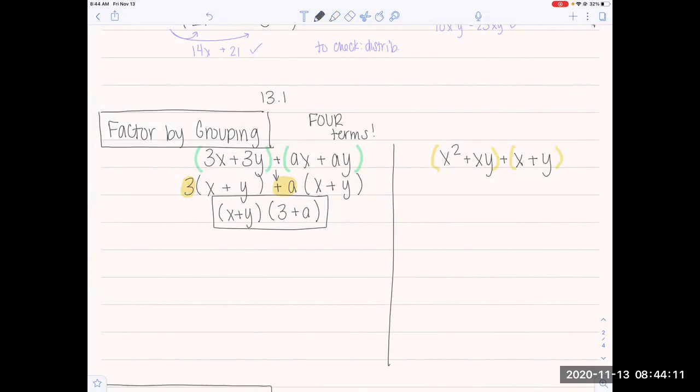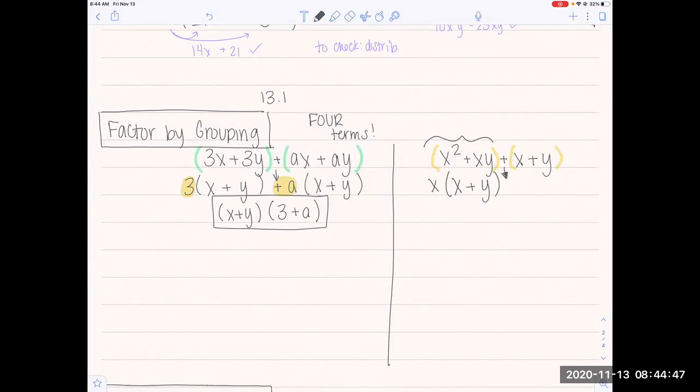Now in the first set, x squared plus xy, I'm looking for what do just these 2 terms have in common? Well, they both have an x in common. X squared, divide out an x, leaves me with an x behind. Xy, divide out an x, leaves me with a y behind. Carry down my middle sign.